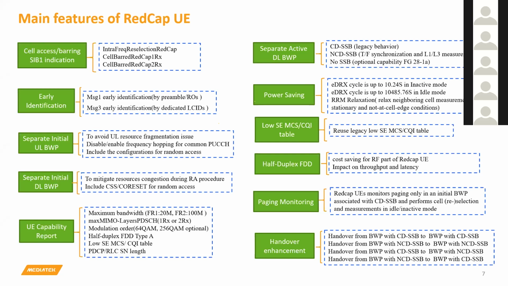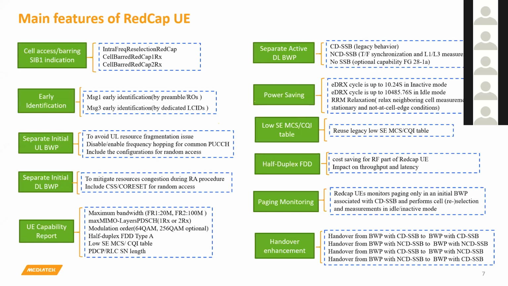For power saving, extended DRX cycle is introduced as an optional feature. The eDRX cycle can be up to 10 seconds in active mode and up to approximately 3 hours in idle mode. RRM measurement can be relaxed for neighboring cells for stationary UE or UE not at the cell edge condition. RedCap UE reuses the legacy low spectral efficiency MCS and CQI table.